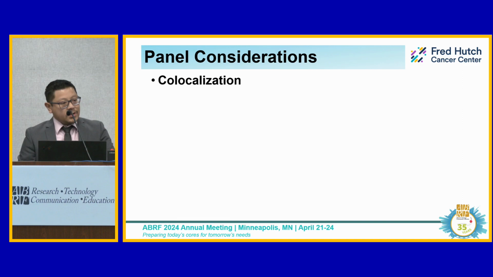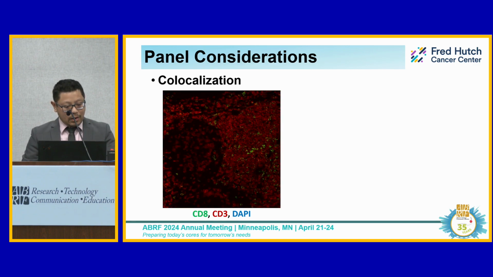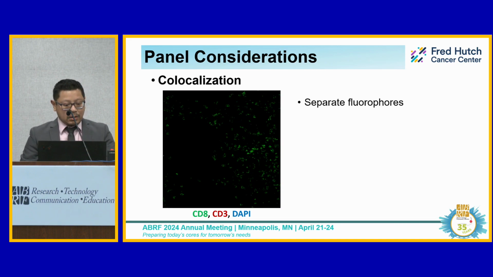The other consideration is co-localization. Obviously, a lot of antibodies co-localize, and they're supposed to, such as CD3 and CD8. However, how can you tell if this is really CD8 staining or if it's overlap from CD3? The main way you want to do that is to separate your fluorophores, right? Keep them far apart once again, so you're sure that there's no overlap between the two.